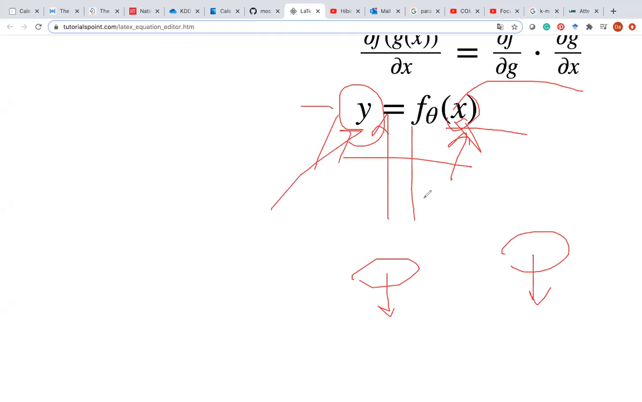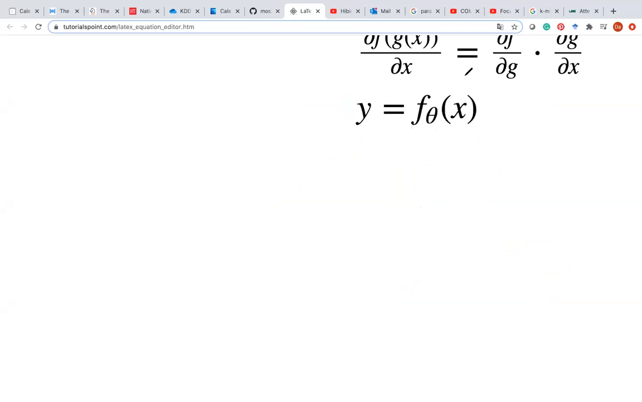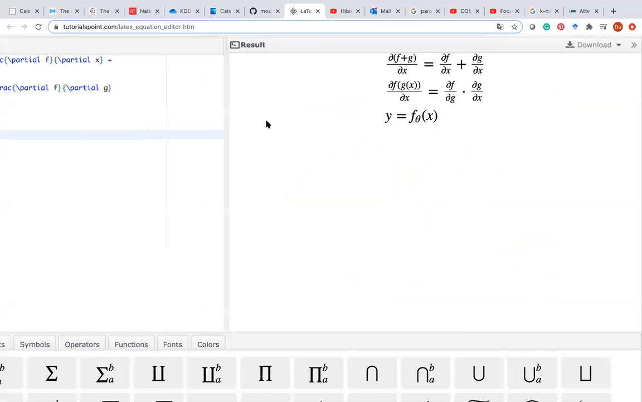So this F is the model, and X and Y are the training data. For prediction, you have X, you don't have Y. Theta is the weight matrices we want to train, to configure the model. So this is what we have here. Let's go back to where we were.